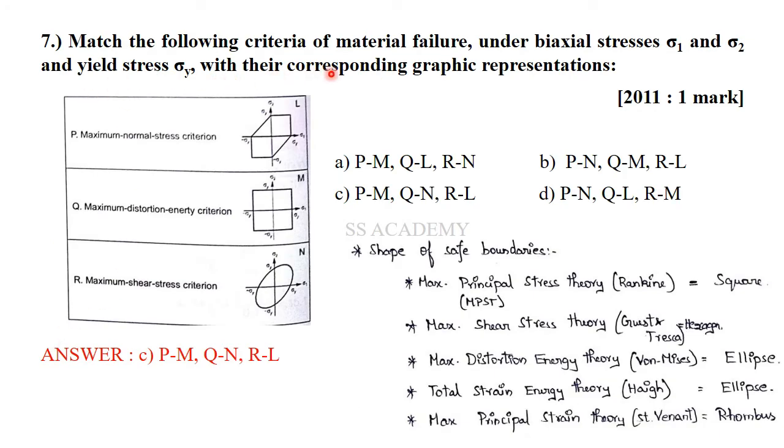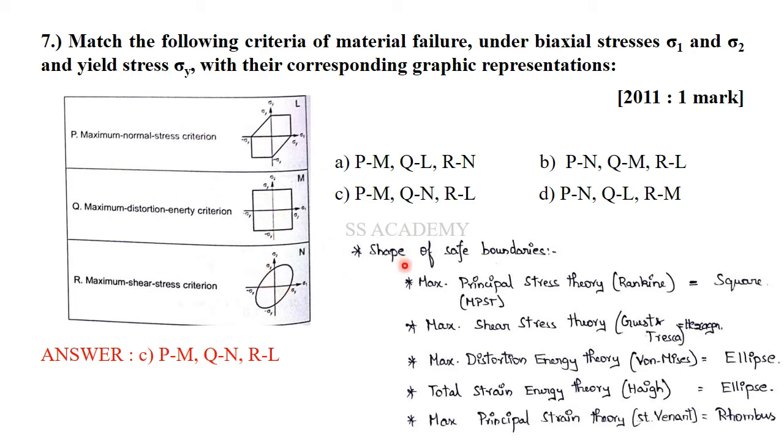Match the following criteria of material failure under biaxial stresses sigma 1 and sigma 2 and yield stress sigma y with their corresponding graphic representations. These are called safe boundaries. That is, if the stresses acting on a component come out within this boundary, then the component is safe. Similarly, here within this and here within this.